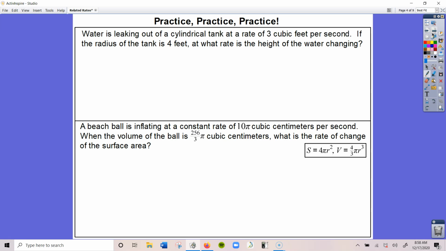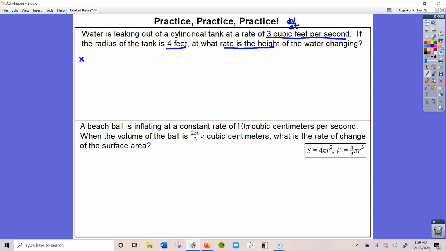So here we have that water is leaking out of a cylindrical tank at a rate of 3 cubic feet per second. So water is leaking, and this is a rate. So that means that the volume of water in the tank is decreasing by 3 cubic feet, my bad. If you ever see cubic, that means volume. So this is dV/dt. If the radius of the tank is 4 feet, at what rate is the height of the water changing? So we're looking for dH/dt.